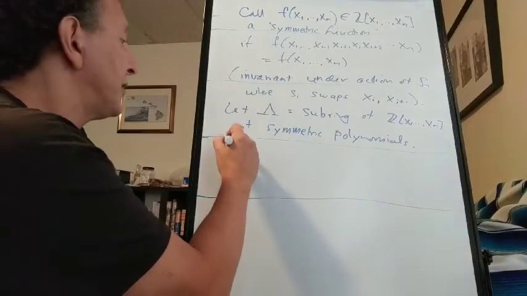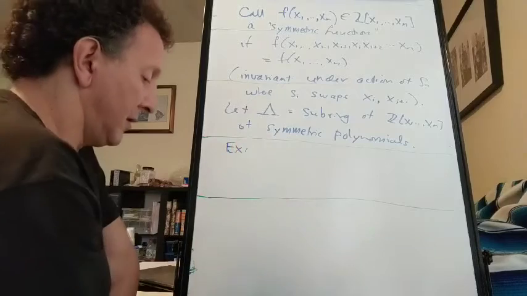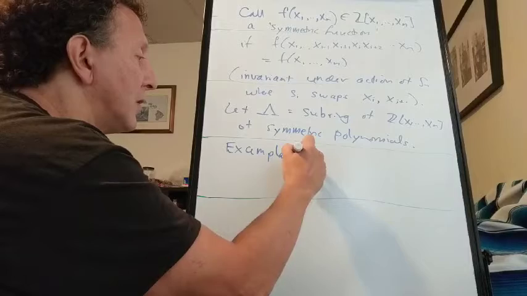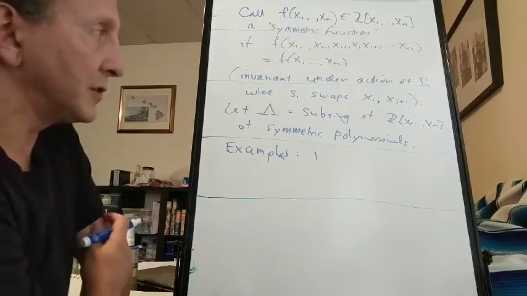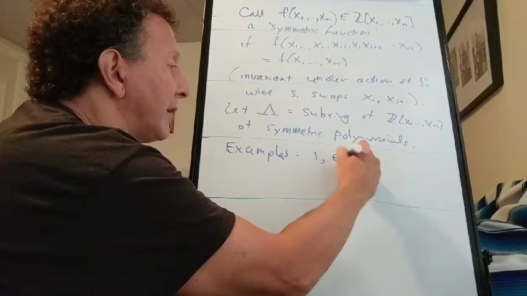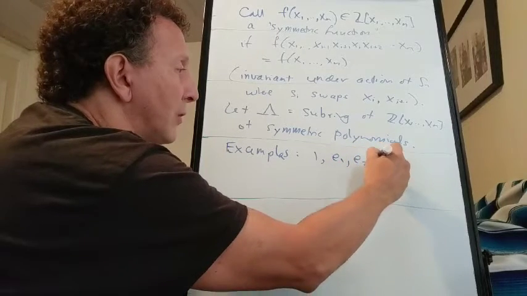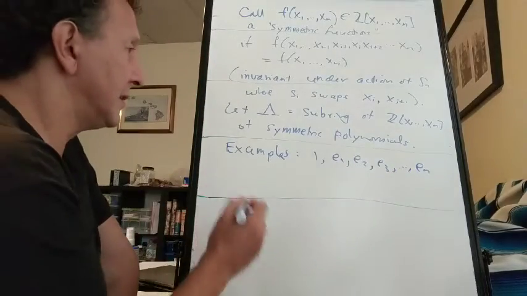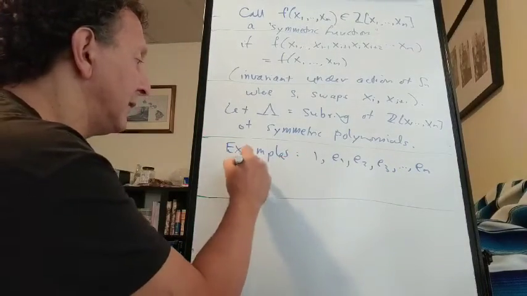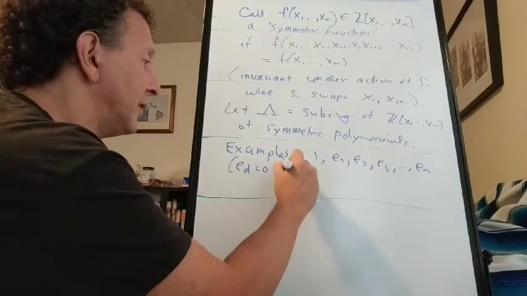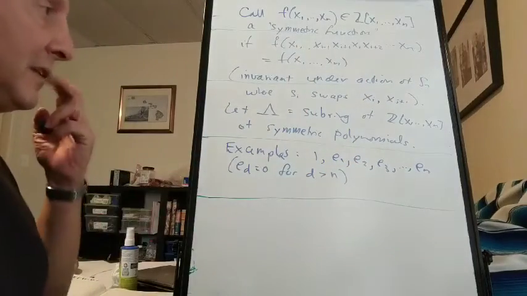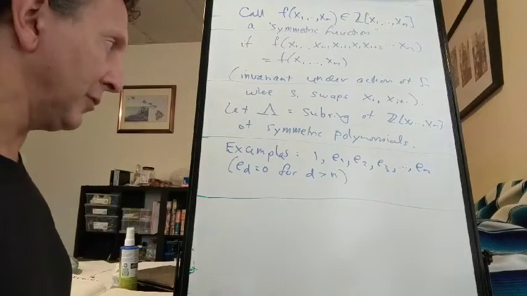And we know some examples. So constant functions are symmetric, and then we have the elementary symmetric functions, e1, e2, e3. If we've got n variables, they're defined up to en. After that, ed equals 0 for d greater than n, because we can't have a sum of products of d distinct variables if there's only n distinct variables and d is greater than n.